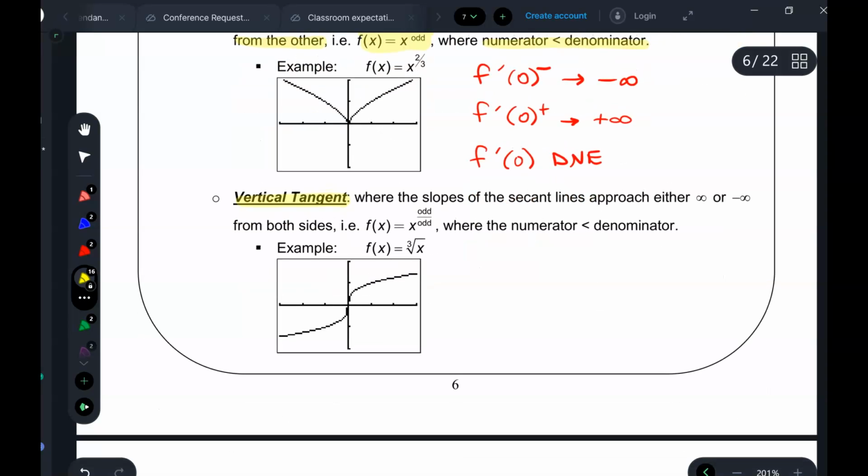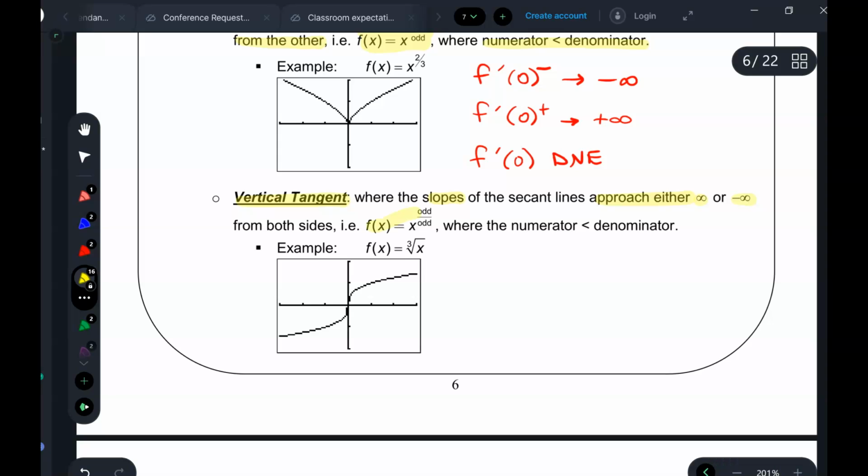Vertical tangent. Now, this is whether they both approach positive infinity or they both approach negative infinity. So watch when I trace it. This is a cube root of x. If I trace it, what happens? Do I have positive or negative slopes here? Positive. Then it becomes a vertical line, but it still stays positive. You see the difference between that and the last one? So this is where the slopes approach either infinity or negative infinity, but not both.